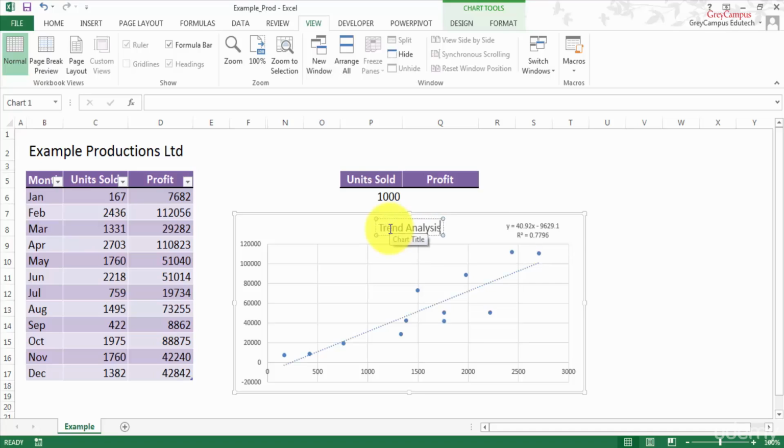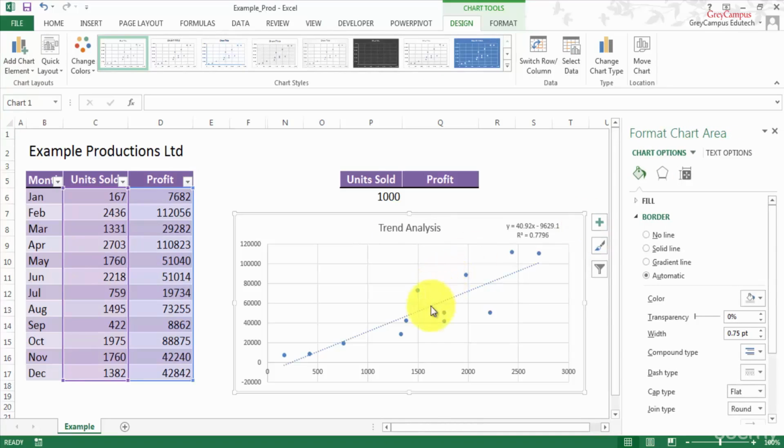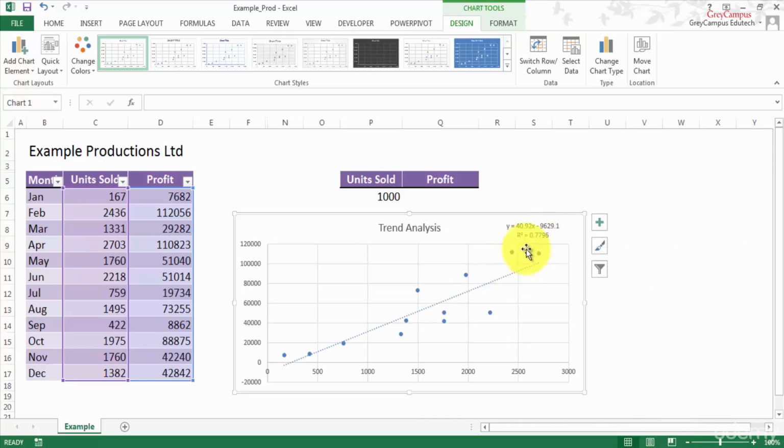This is my trend analysis. What we have got is a positive trend line, and we see that there is a number appearing here which says R squared equals 0.7796. Now what is this R squared?